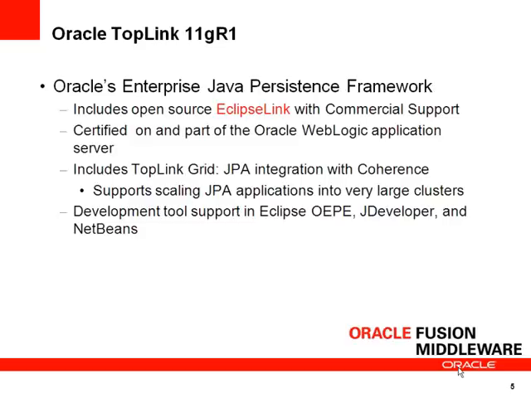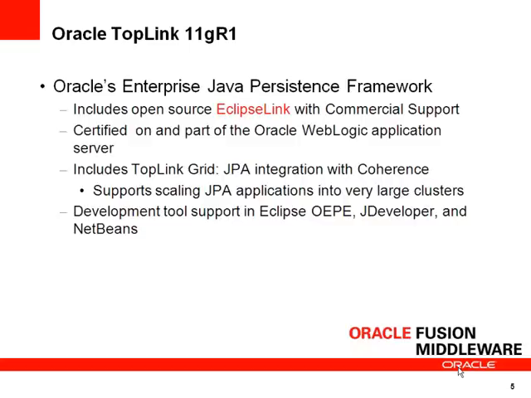Toplink is Oracle's JPA implementation. It's based on the open source EclipseLink project, which was a project founded by Oracle and started with the contribution of the original Oracle Toplink source code. So this is a very mature code base that's being used by many enterprises in large-scale applications. It is certified on and is shipped as part of the Oracle WebLogic application server. So all versions of WebLogic do include Toplink and come with EclipseLink JPA.